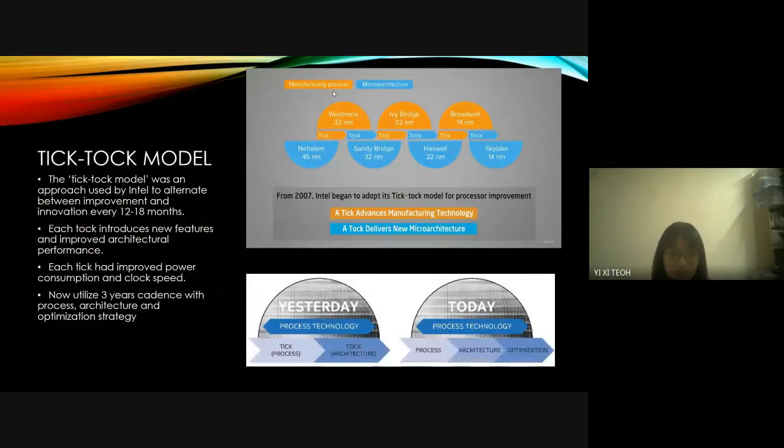Then this is the Tick-Tock model. This Tick-Tock model was introduced by Intel, and they adopted it because the tick introduces a new feature to improve the architecture performance, and the tick has a power consumption and clock speed. And you can see that Intel used about 3 years to advance one fabrication technology, and then they advance the microarchitecture technology. Now they are using the process, architecture and optimization strategy. Now I will pass to my teammate.